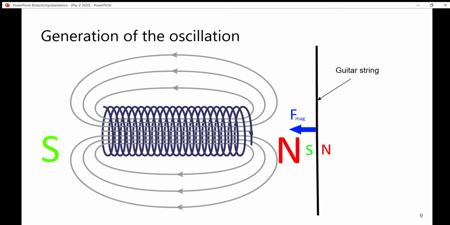Now to the generation of the oscillation. The electromagnet pulls the guitar string by magnetizing it, and a magnetic field acts on the guitar string and pulls it towards the electromagnet.